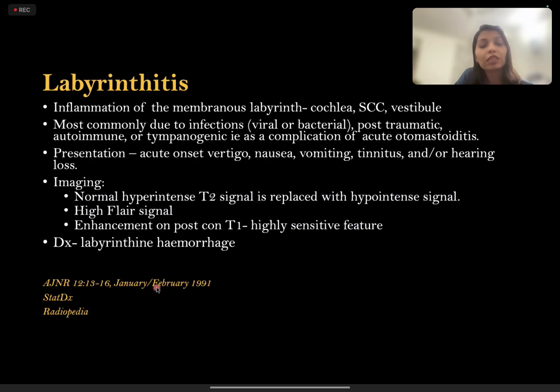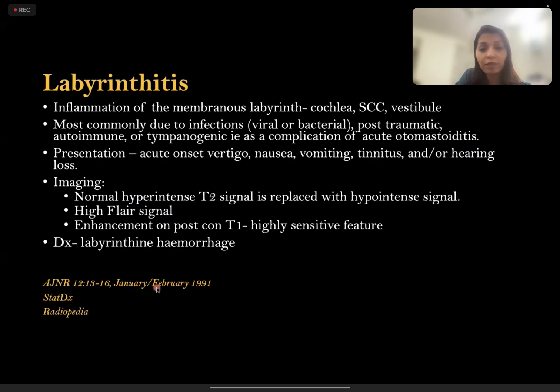So these patients can present with acute onset vertigo, nausea, vomiting, tinnitus, and hearing loss, which would be sensorineural hearing loss. And on imaging, the normal T2 hyperintense signal is replaced by hypointense signal. And on FLAIR imaging, they will have high signal, and on the post-contrast T1 weighted imaging, they will show enhancement.